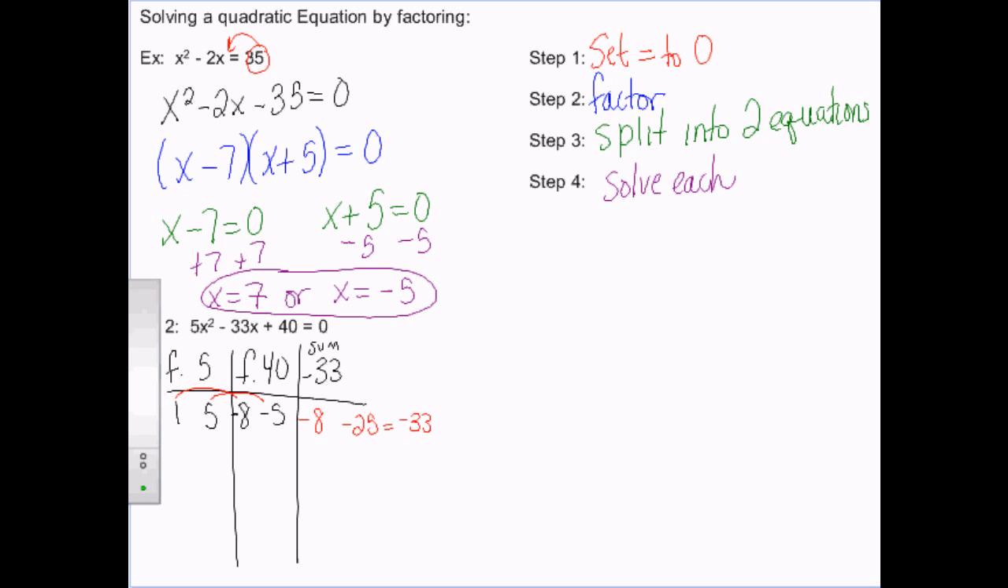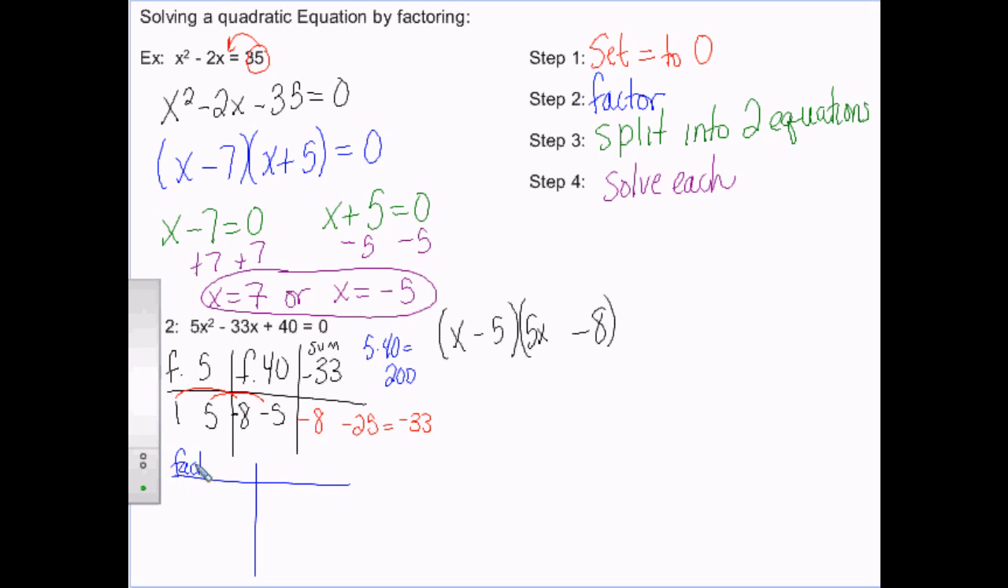So using this method, I get the 1 and the negative 8 have to go together. So this gives me 5x and negative 5. Using the other method, I do 5 times 40, which gives me 200. And so I'm looking for factors of 200 with a sum of negative 33.